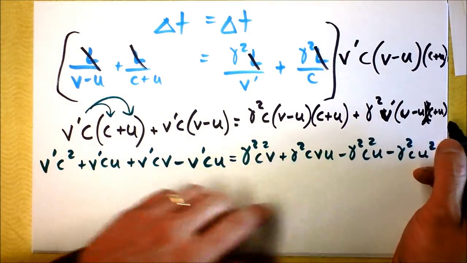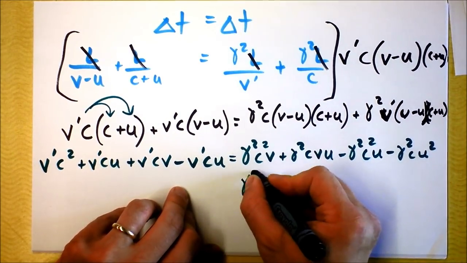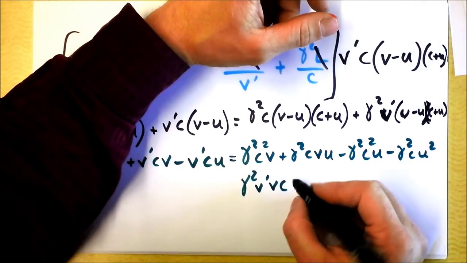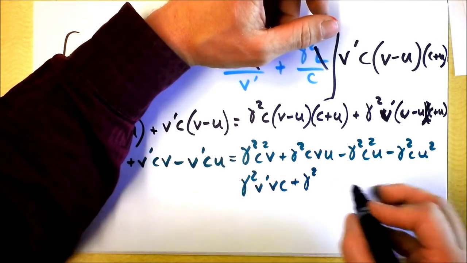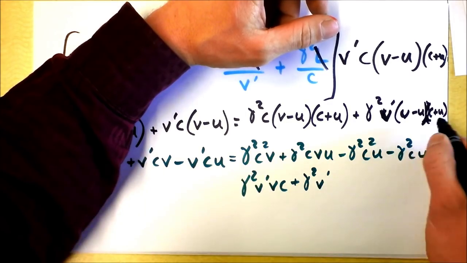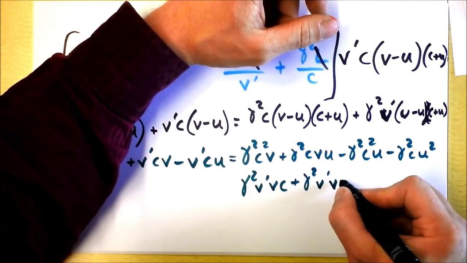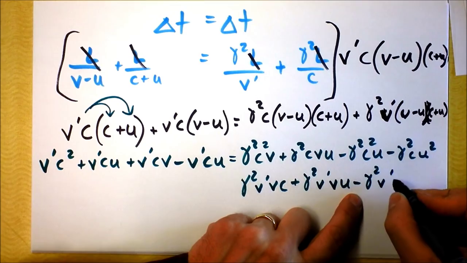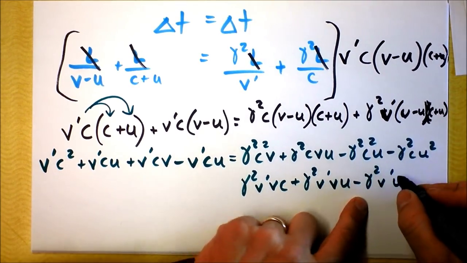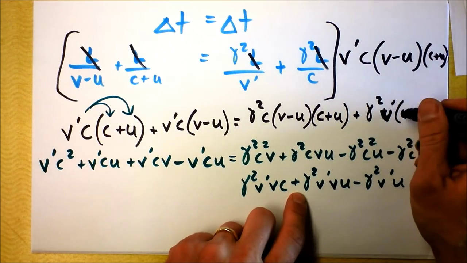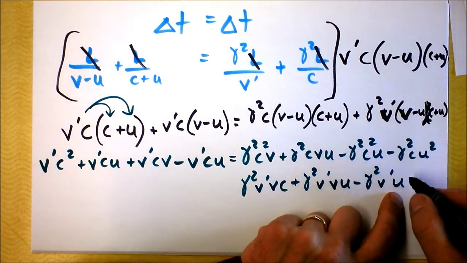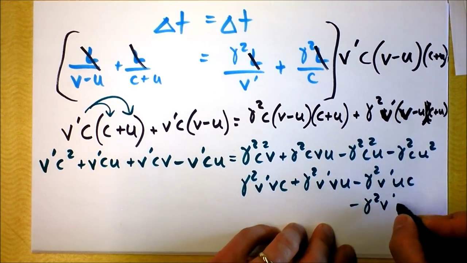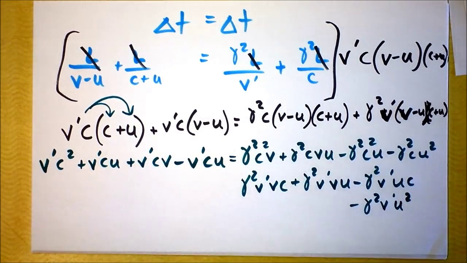And then we're going to have to do this term over here, which also has four terms. Gamma squared times V prime times V times C is the first term. And if I'm going to keep that same pattern, I'm going to add onto it gamma squared times V prime times, wait for it, V times U, because we already did the one with the C right there. And then I'm going to have to subtract two terms again, gamma squared times V prime times U times, so this was a V here. You have to be very careful, that is a V. And that was a U, so I'm subtracting the U and then multiplying it by C, and the final term is minus gamma squared V prime times U again.